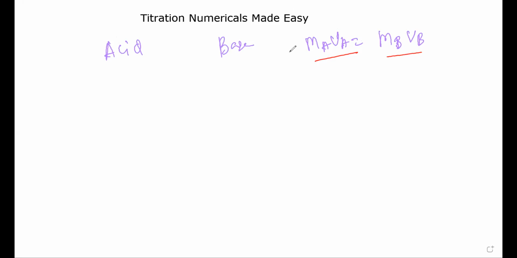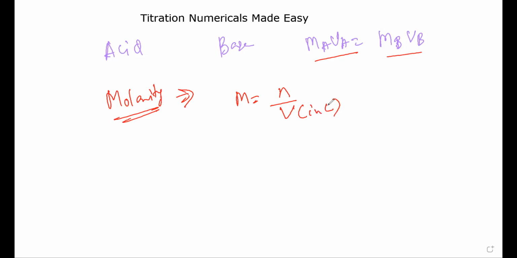Before we proceed ahead, it is very important for us to understand what molarity is. Only then will we be able to appreciate titration. Molarity is a way of measuring concentration. There are many ways of measuring concentration, and one of them is molarity. The formula of molarity is number of moles upon volume of solution, and the volume of solution has to be in liters here. Obviously, if I take n on one side, I basically get MV. That is how this MV has come here.